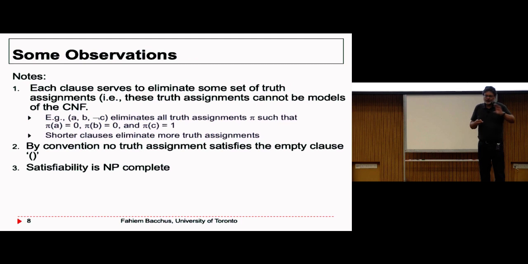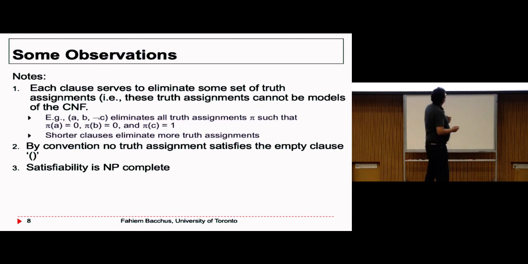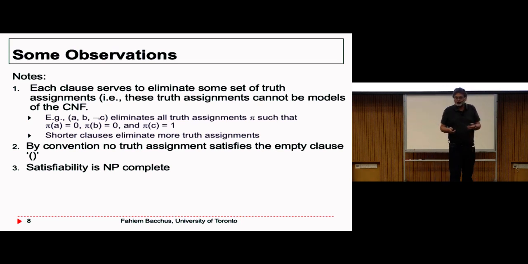To give an intuitive idea about CNF representation, it's useful to think about a clause as basically blocking certain types of truth assignments. And therefore, the empty clause, by convention, is considered to block all truth assignments. It's unsatisfiable. Satisfiability, of course, we know is NP complete.